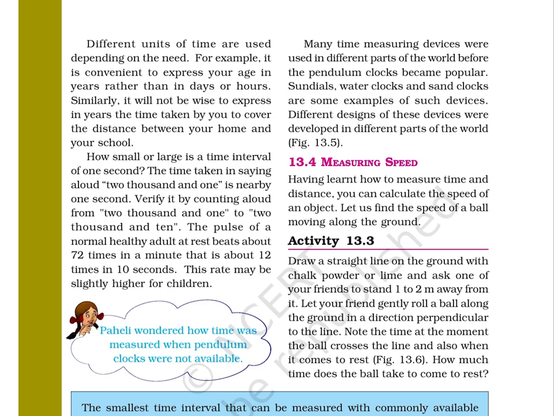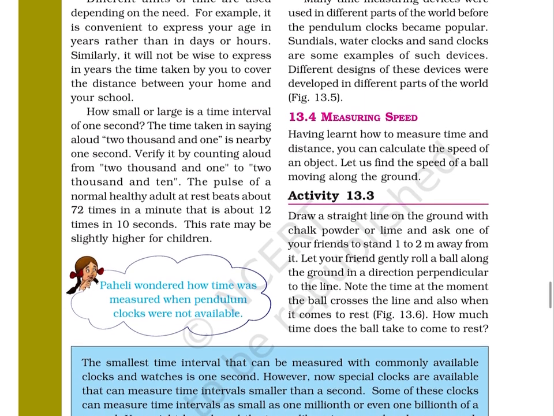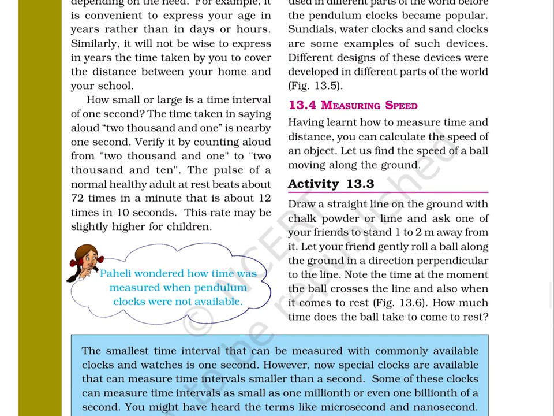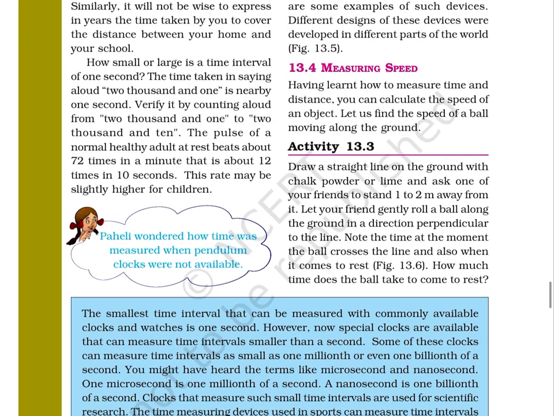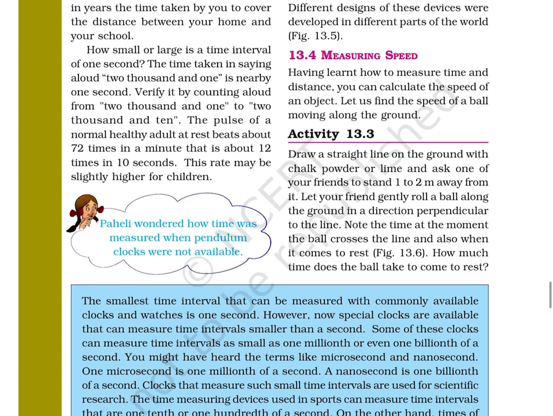Verify it by counting aloud 2001 to 2010. The pulse of a normal healthy adult at rest beats about 72 times in a minute. That is about 12 times in 10 seconds. This rate may be slightly higher for children.